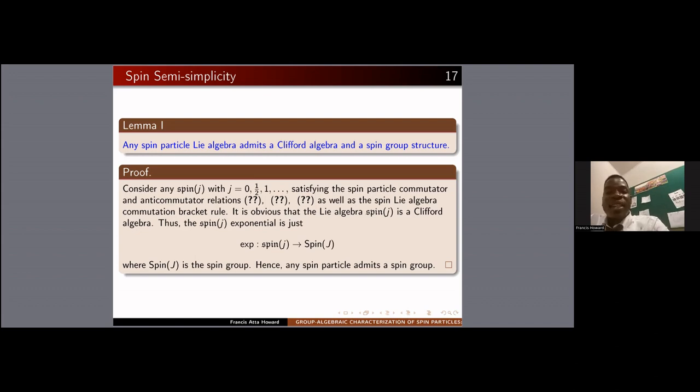We use the commutator and anti-commutator relations that we showed under the n para-fermions and fermions, as well as the spin-Lie commutator brackets rule. We see that the Lie algebra J is a Clifford algebra, and the spin J is just the exponential form of it. When we take the exponential form of the Lie algebra, we get the spin group, which is the spin of J. Now, this spin J is the spin group. And it is obvious that a spin particle admits a spin group from this lemma.